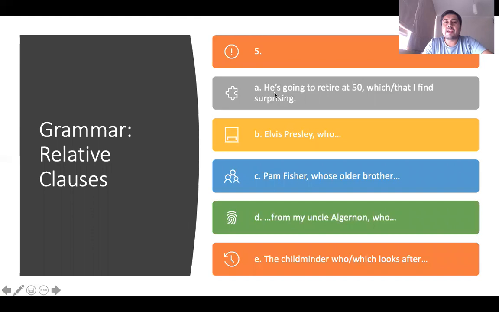So A, he's going to retire at 50, which or that I'm fine, surprising. Elvis Presley, who? Pam Fisher, whose older brother? That's the part that needs to be corrected. D, from my uncle Algernon, who? Here, what is omitted is the comma. That's the problem. And the childminder, who or which looks after.